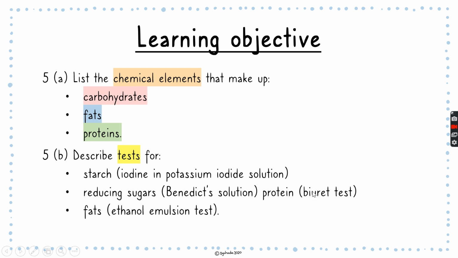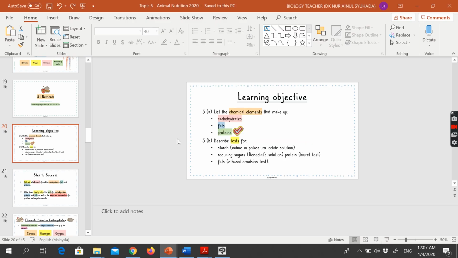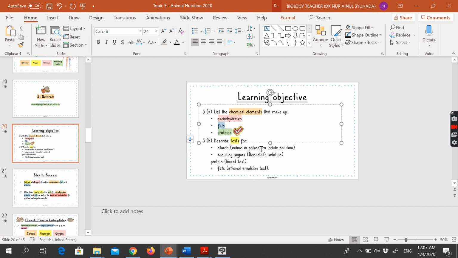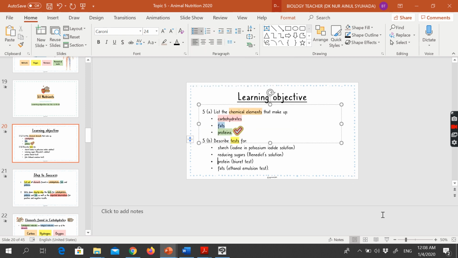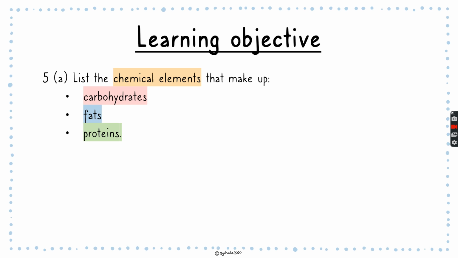Reducing sugar is not protein, by the way. I need to edit that later. And we're also going to look at fats as well. So actually protein is a separate test. So I'm going to have to do this. Yep. Give it that, and we're good. Alright.